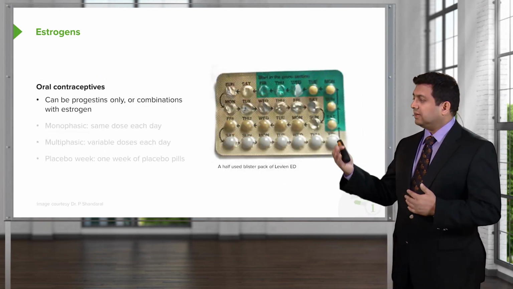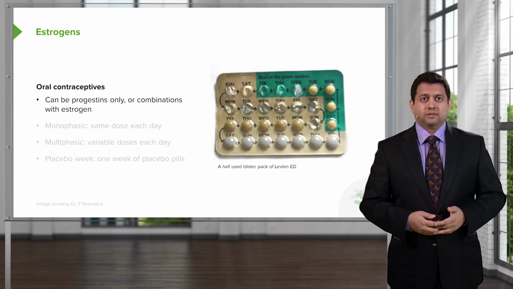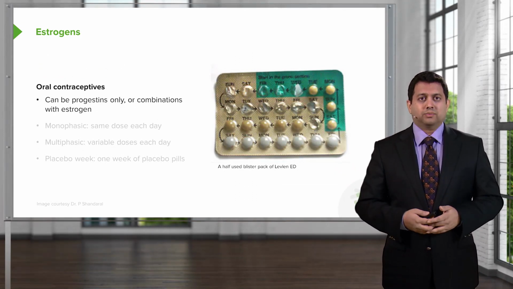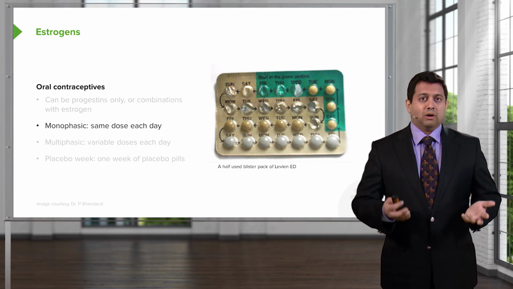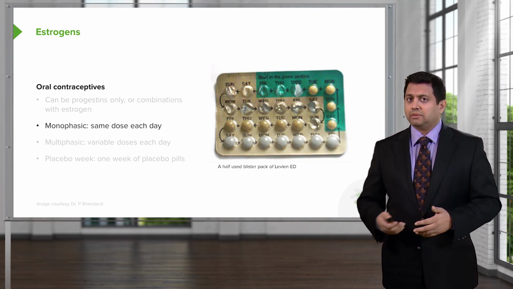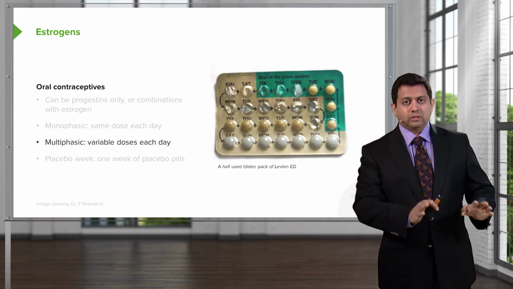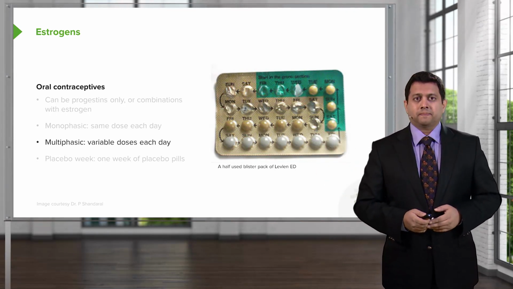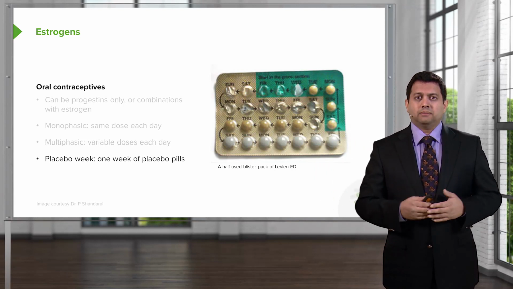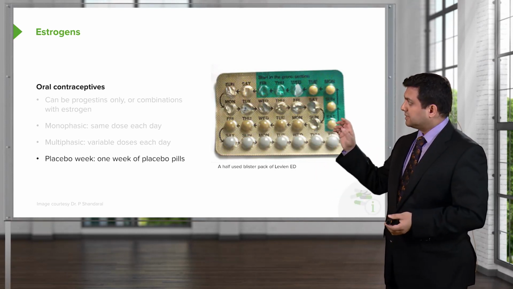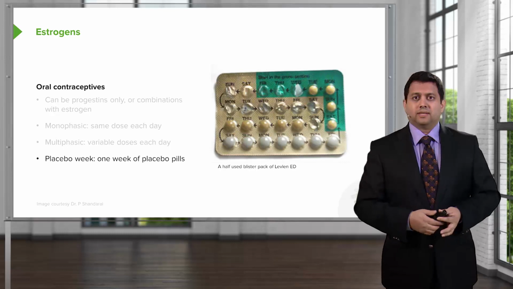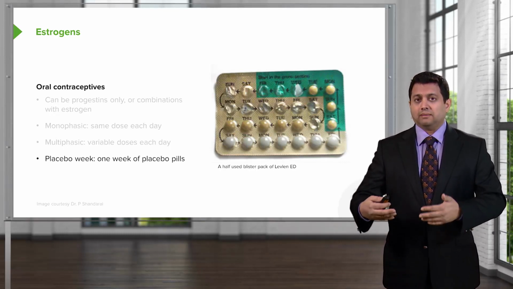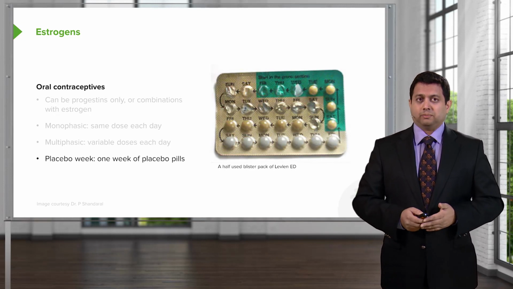Here's an example of oral contraceptives. Oral contraceptives are progestins only or can be combinations with estrogen. They are monophasic, which is the same dose every day, or they can be multiphasic, which means that they get variable doses each day. There is sometimes a placebo week. So you can see in this particular example, we have the bottom row of 7 tablets, which are a placebo week. This is usually the week that the patient is allowed to have the actual period.